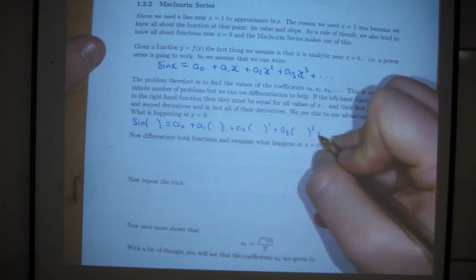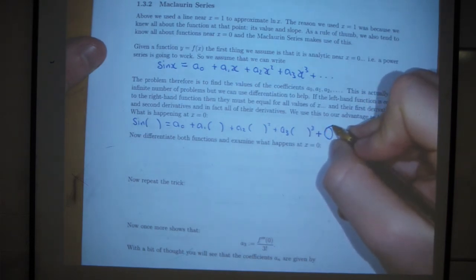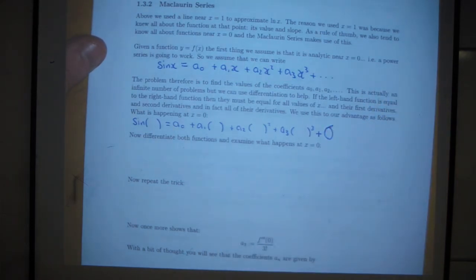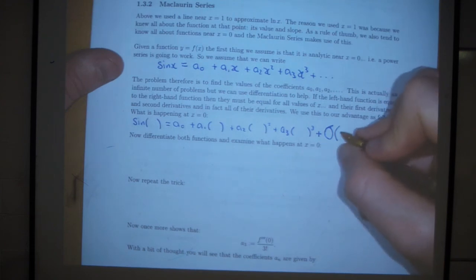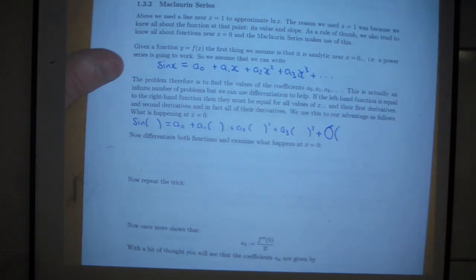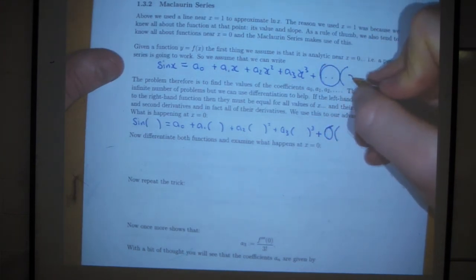And now what I'm going to write, because it's useful, we've already mentioned it, is this O. Everything after this is a multiple of x to the 4. a4 times x to the 4 is a multiple of x to the 4. Think about the term with x to the 5, that's x times x to the 4, it's a multiple of x to the 4. So I can write, plus everything after this point is a multiple, of the order of x to the 4.